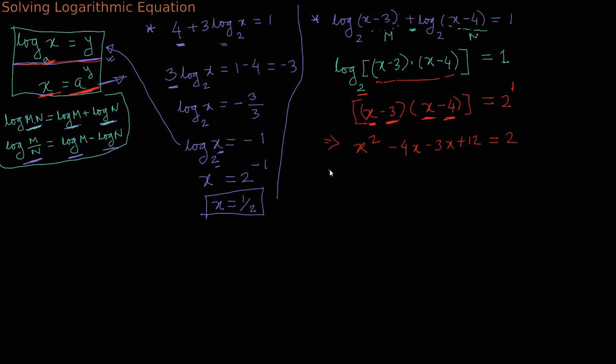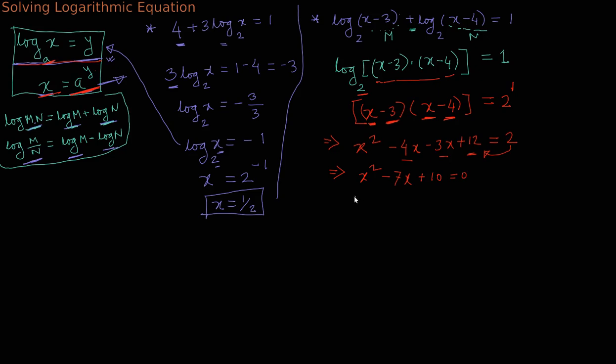All right, so now let's bring this 2 on this side. So what I have is x square minus 4x minus 3x, which is minus 7x, then 12 minus 2 is plus 10, equal to 0. So this is a classical quadratic equation, so I can solve it using factoring.